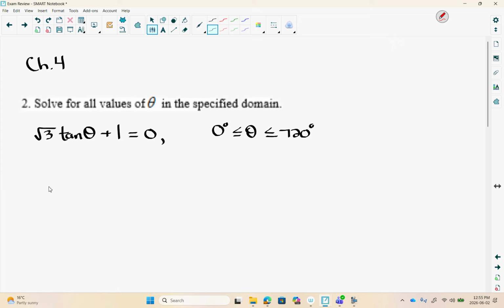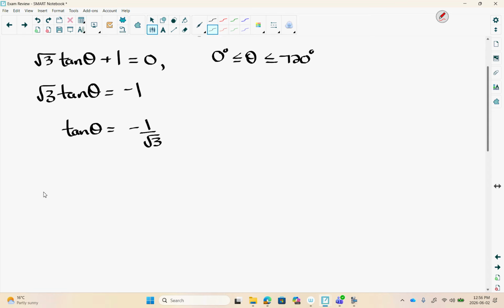And my first move will be to subtract 1 from both sides, or move the positive 1 from the left to the right. My second move would be to divide both sides by the square root of 3. And there's what I'm left with. Now you can write that as a decimal if you like, or you can leave as is.